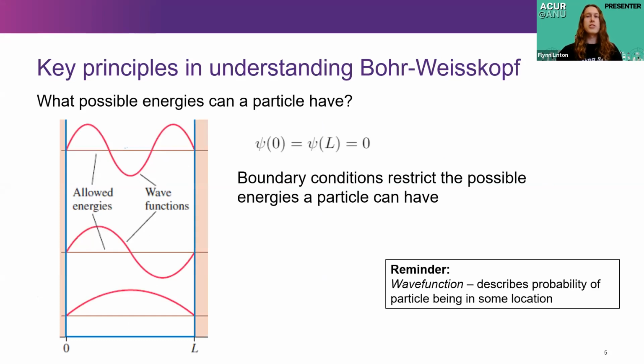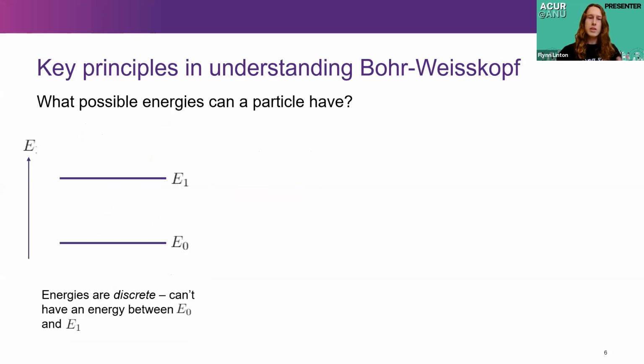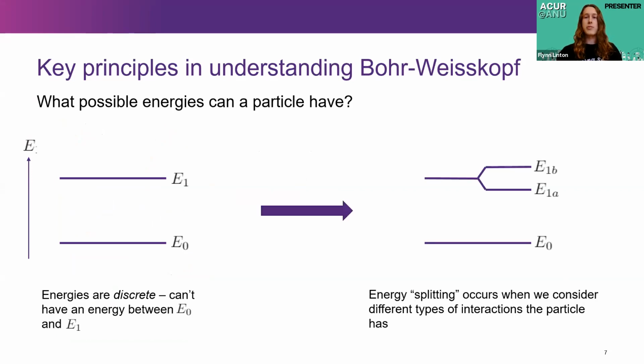So the wave function of electrons in an atom has to satisfy this thing called a periodicity condition, which I won't get into, but just know that this restricts the possible energies that the electron can have to be a discrete energy spectrum, as opposed to a continuous energy spectrum. And if we consider different types of interactions that an atomic electron may have, so for example, interactions with other electrons in the atom, or perhaps with the nucleus, then the discrete energy spectrum changes.